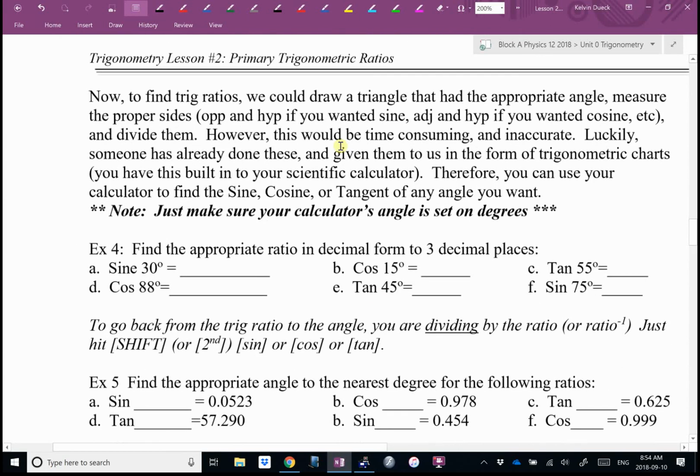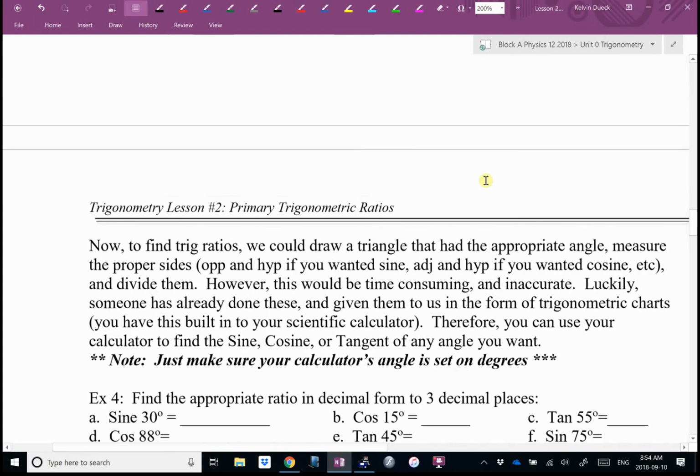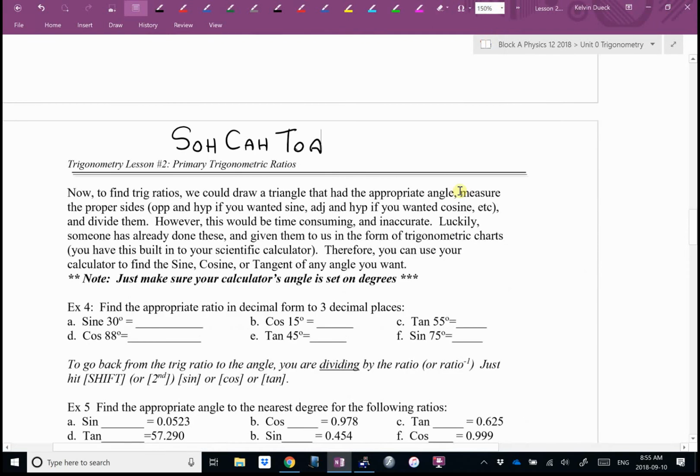Now, to find, turn the page. Have you all just turned the page? Yes? At the top of the page, all of us are going to write down SOHCAHTOA. You do that, and it cuts down on your thinking. There is your memory device or your mnemonic skill.